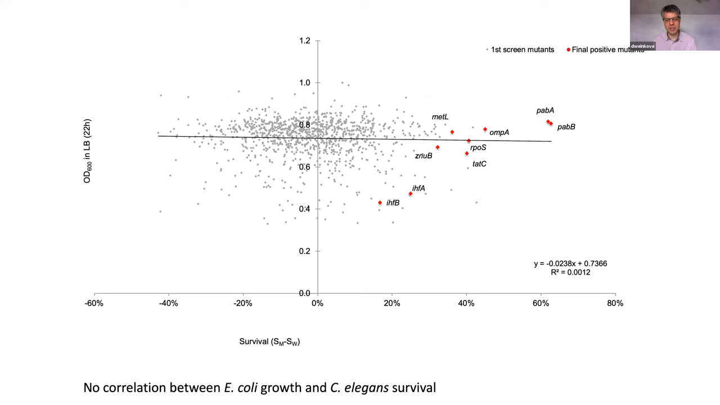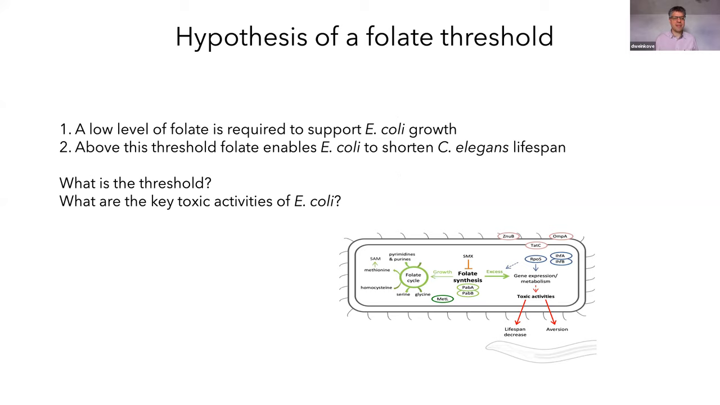So we've got our hypothesis that there's a folate threshold: a low level of folate is required to support E. coli growth. It's nanomolar amounts, but above this threshold, folate enables E. coli to shorten C. elegans lifespan. We're still working out that threshold. We're finding ways to work out what the threshold is, and we're trying to understand what the key toxicities of E. coli are. But our model is basically that the excessive folate synthesis affects expression of genes that result in some sort of toxic activities that affect lifespan, and they also affect the aversion of the animals to the bacteria, which is something else that we see.